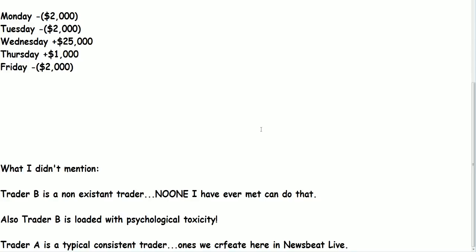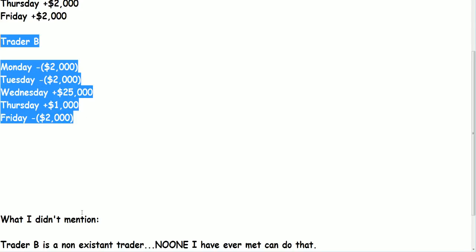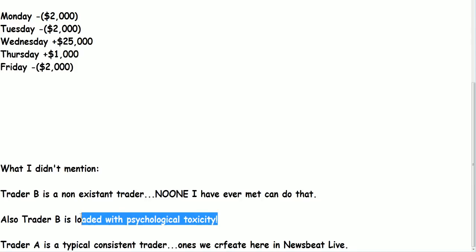I have never met anybody in my 19-year career who can consistently do that. Those are the type of traders who always swing for the fence, always try to make the most money possible. And the problem is when you're taking losses like that, even with trader B here, even making $20,000 on that week, losing three times, winning twice, you're going to be loaded with psychological toxicity, which will easily prevent you from achieving this in the future.